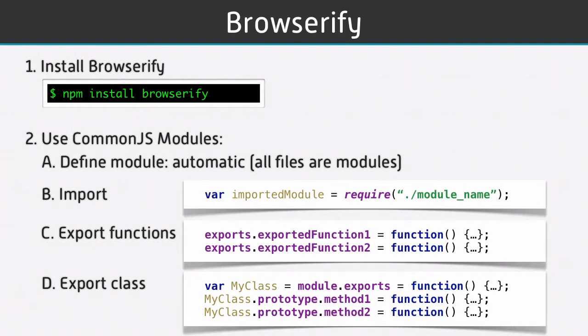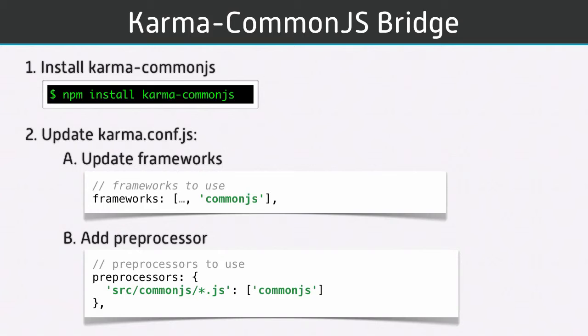For CommonJS, I like to use Browserify. You can install that using npm install browserify, and then all of your files automatically become modules, and you can import and export using the require function or the exports and module variables. Then to make these 2 tools work together, install karma-commonjs. Be sure to update your karma.conf.js to specify the CommonJS framework and to tell Karma which files are going to use the CommonJS preprocessor.